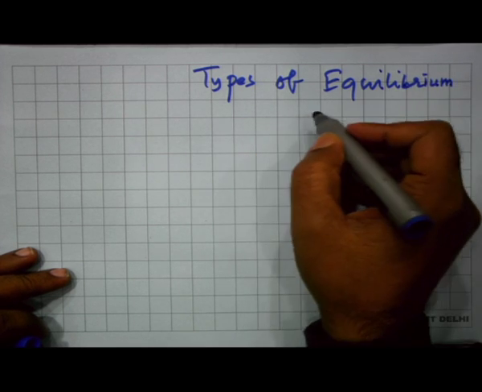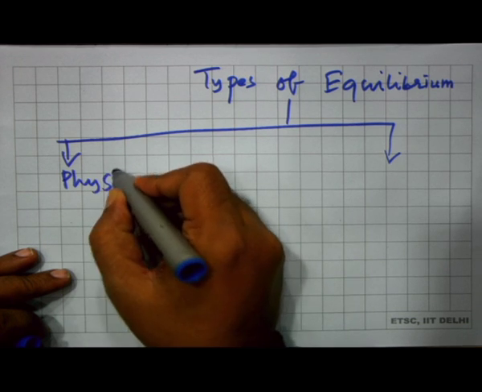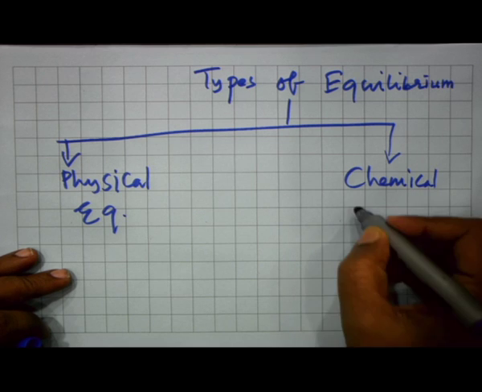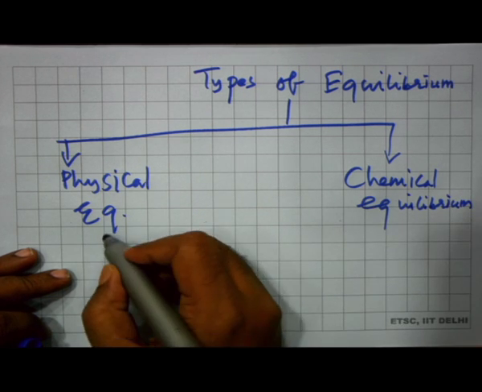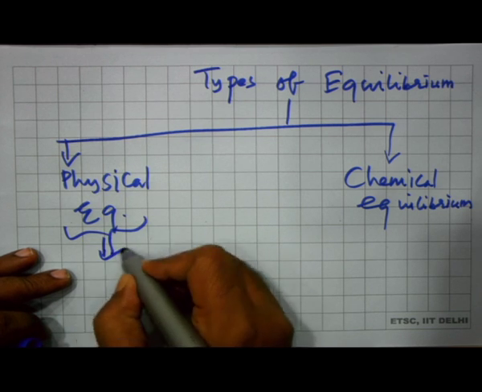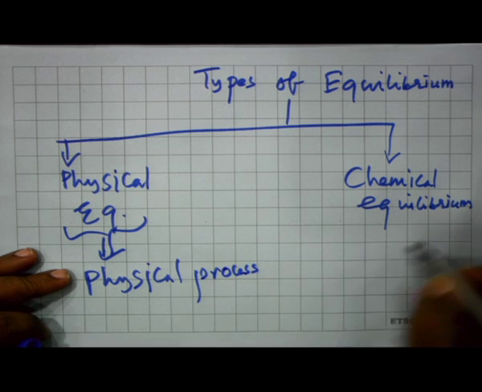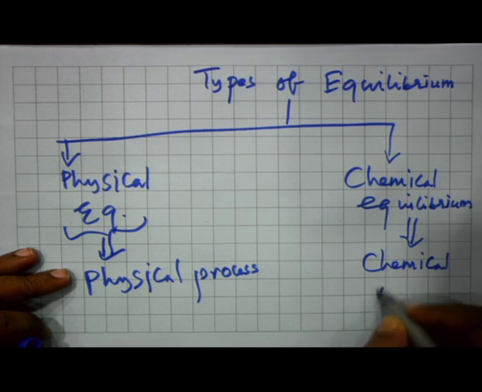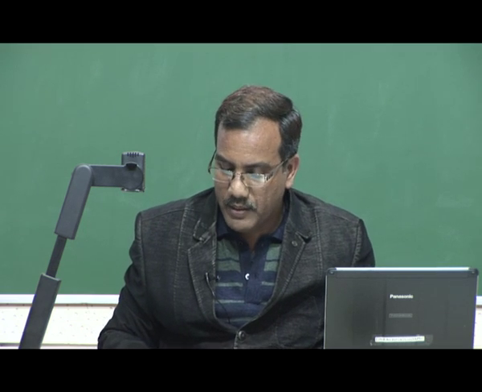There are two types of equilibrium. One is physical equilibrium and the other is chemical equilibrium. Physical equilibrium is when equilibrium is established in a physical process, while chemical equilibrium is when equilibrium is established in a chemical reaction. So, let us discuss first what a physical equilibrium is.